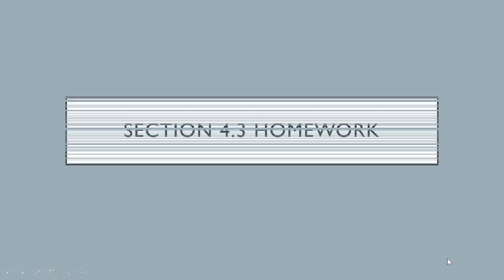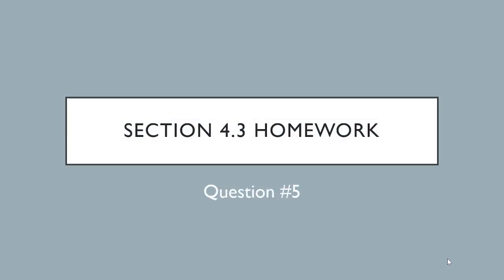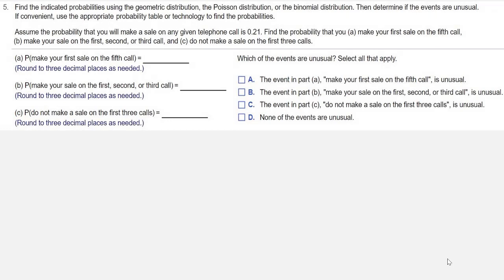We're looking at homework from section 4.3 today. This is question number 5. Find the indicated probabilities using the geometric distribution, the Poisson distribution, or the binomial distribution. Then determine if the events are unusual. If convenient, use the appropriate probability table or technology to find the probabilities.